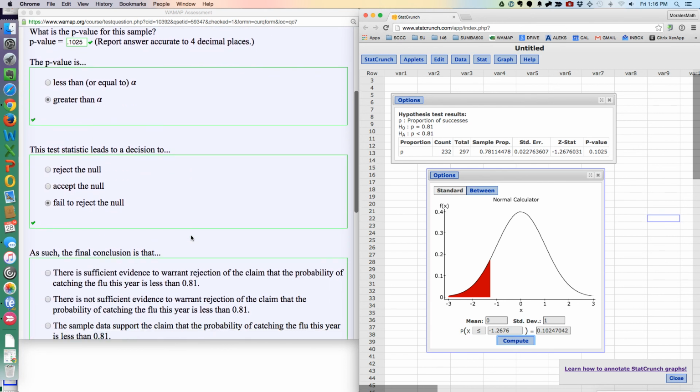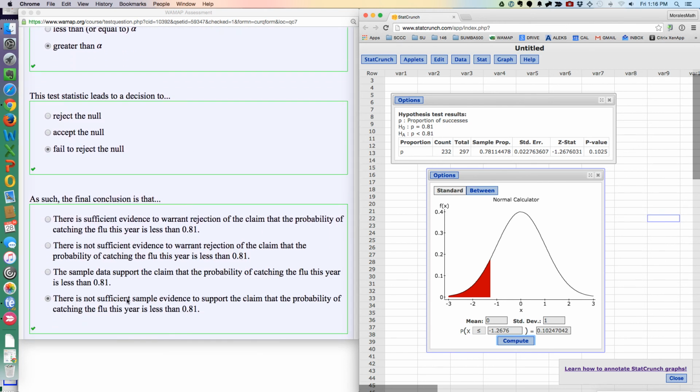And so our conclusion would be that we do not have enough sample evidence to support the claim of the alternative hypothesis that the probability of catching the flu is less than 0.81. Notice that there is another option here that says there is not sufficient evidence to warrant rejection of the claim that the probability of catching the flu is less than 0.81. If you read this carefully, this is basically saying that we don't have enough evidence to reject the alternative hypothesis.